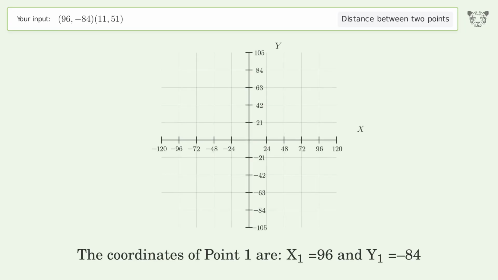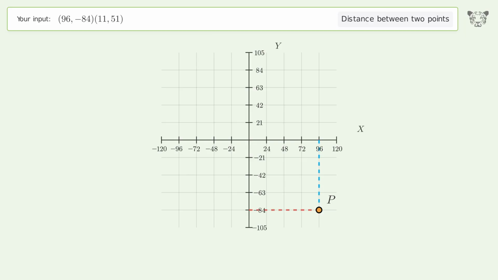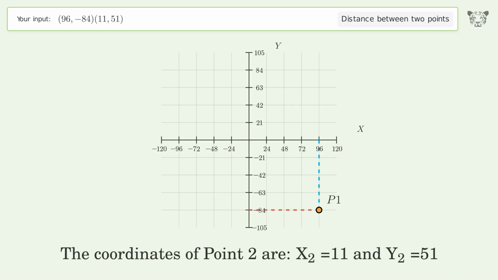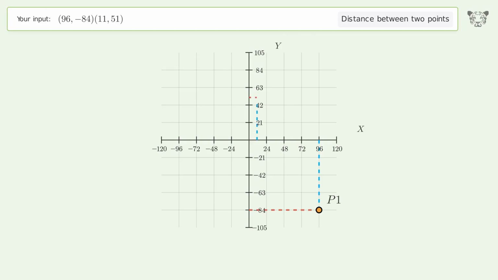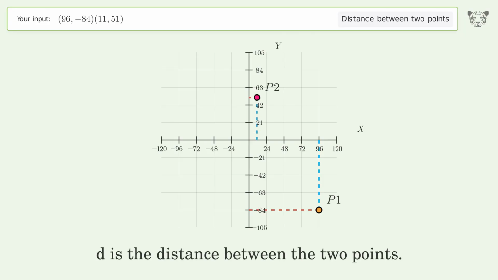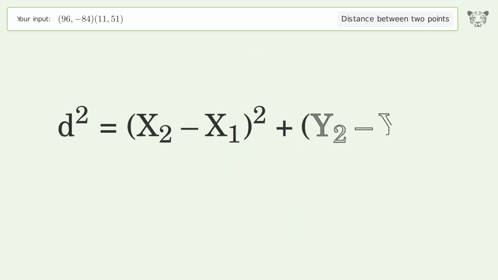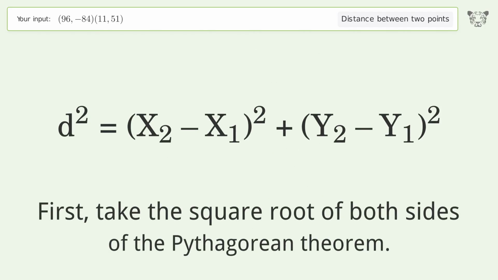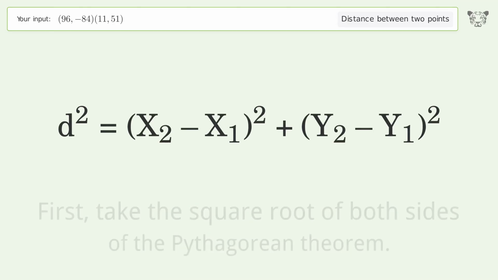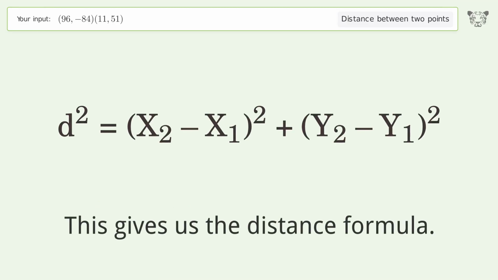The coordinates of point 1 are x1 equals 96 and y1 equals -84. The coordinates of point 2 are x2 equals 11 and y2 equals 51. D is the distance between the 2 points. First, take the square root of both sides of the Pythagorean theorem. This gives us the distance formula.